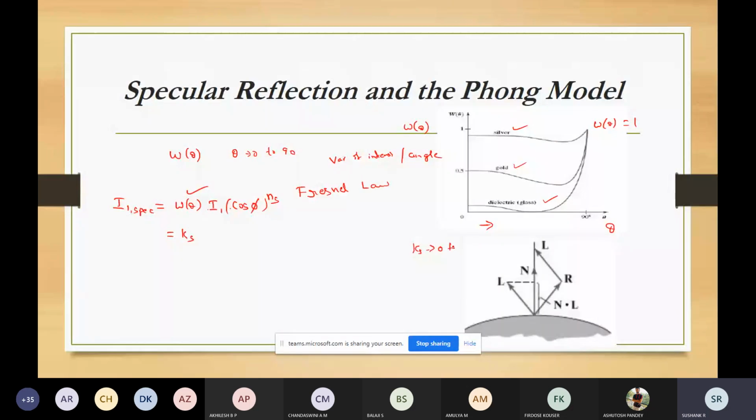So the value of the Ks will be 0 to 1. So this is regarding the Ks. And also, you know that cos phi.